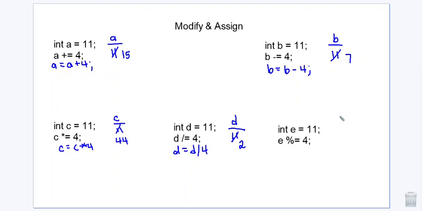And then what's happening here is I find the remainder when dividing by 4. So remember, 11 divided by 4 is going to have a remainder of 3. So I find the remainder when dividing by 4 and assign it back to E. So these are just shorthand ways of modifying and assigning new values to your variables.